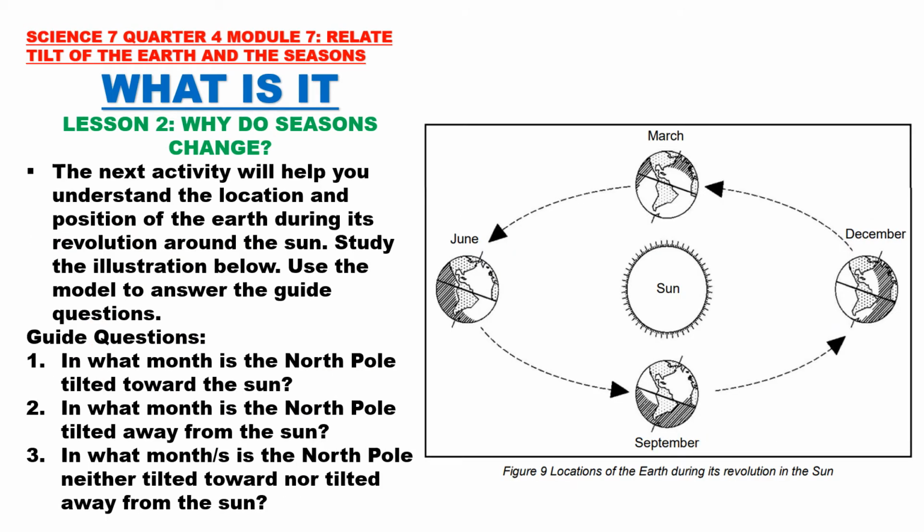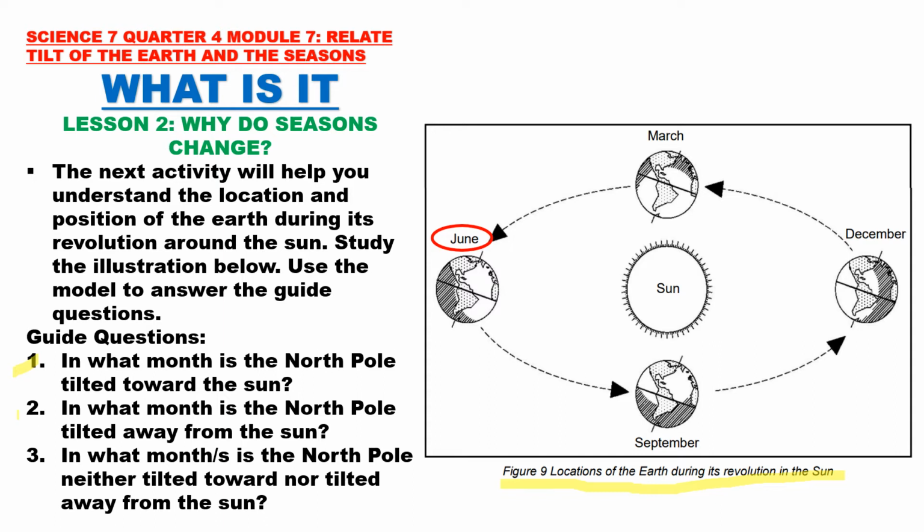The next activity will help you understand the location and position of the Earth during its revolution around the Sun. Study the illustration below. Use the model to answer the guide questions. Figure 9. Locations of the Earth during its revolution around the Sun. Guide question 1. In what month is the North Pole tilted toward the Sun? Answer. During June, the North Pole is tilted towards the Sun.